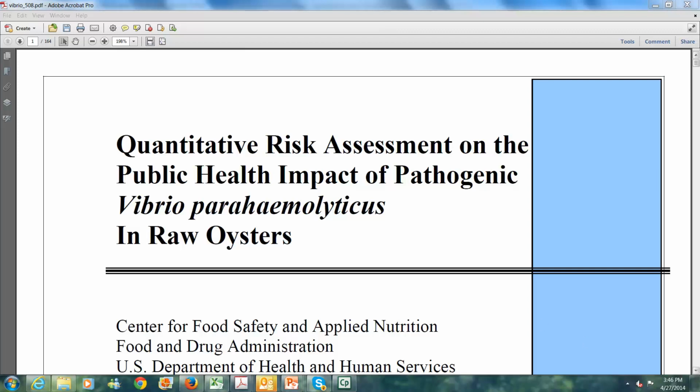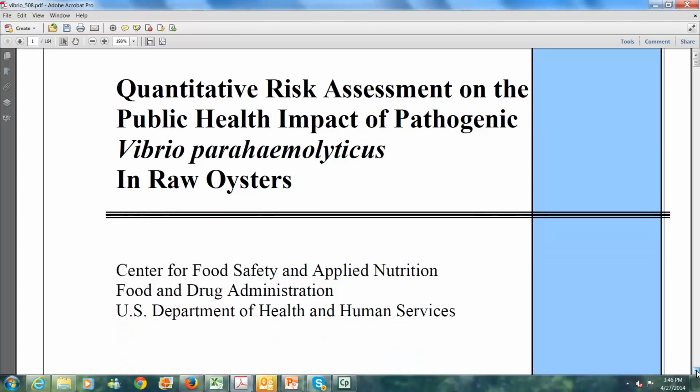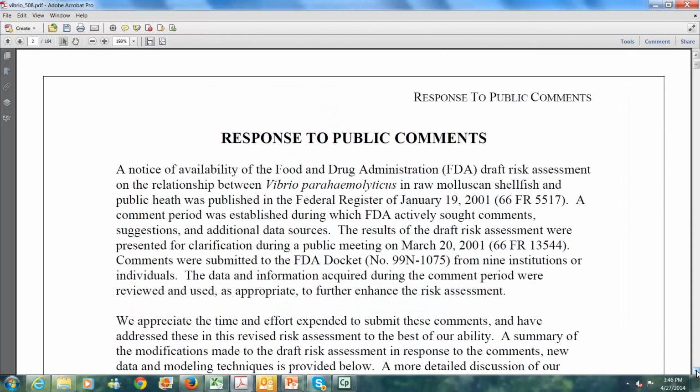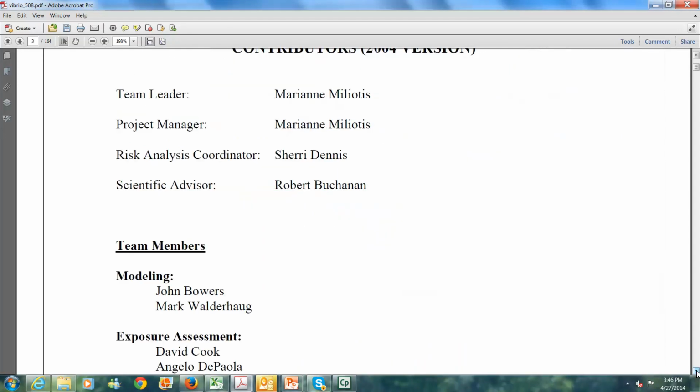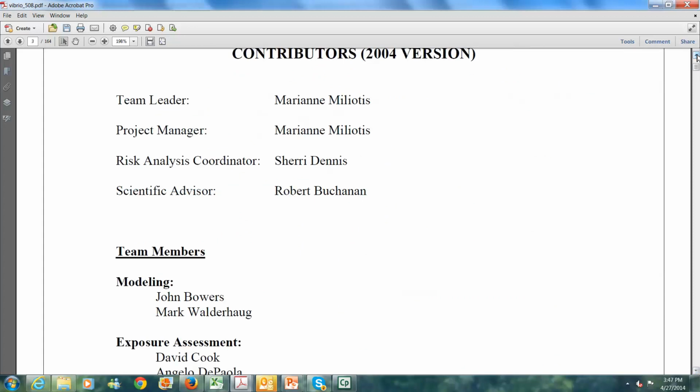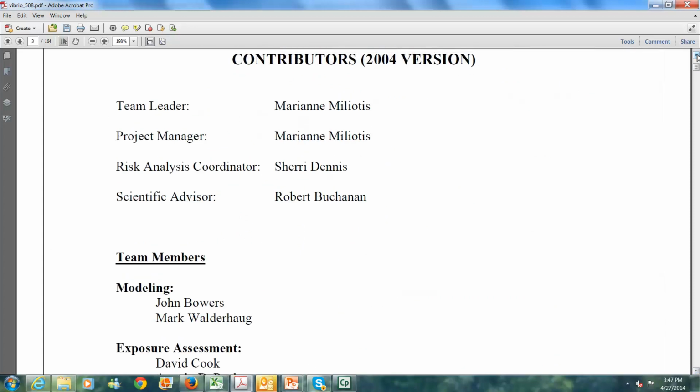So I'm going to move this on down a bit, get it going here, and I want to stop here at the contributors, because one of the things that we're going to talk about is the importance of having a risk analysis process. This risk assessment was done by the Center for Food Safety and Applied Nutrition, part of the United States Food and Drug Administration. And they do indeed have a risk assessment process. You can notice here they have a team leader, a project manager, a risk analysis coordinator, scientific advisors, and then team members with specific responsibilities.